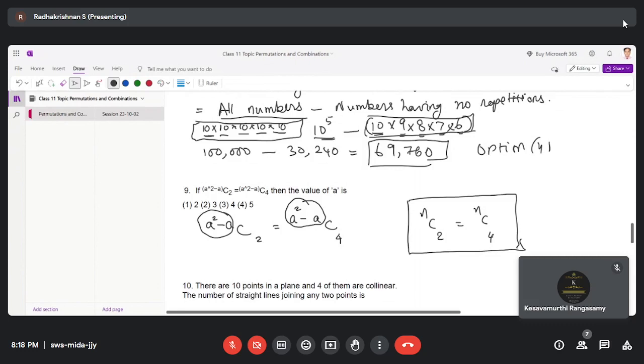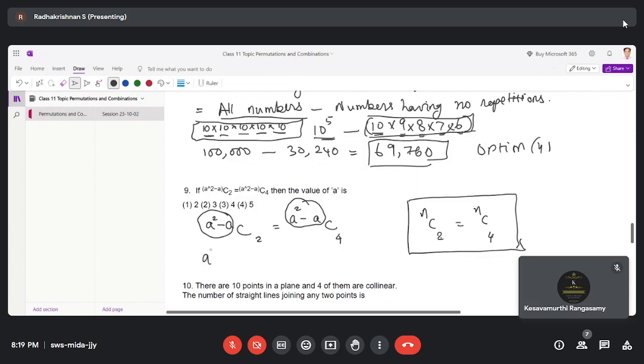NCR equal to NC(N minus R). So if you think differently, if nC2 equal to nC4, n has to be 2 plus 4, which is 6. If you put 6, you get 6C2 equal to 6C4. NCR equal to NC(N minus R). So just thinking differently, if NC2 equal to NC4 is given, we can immediately conclude that n has to be 6.